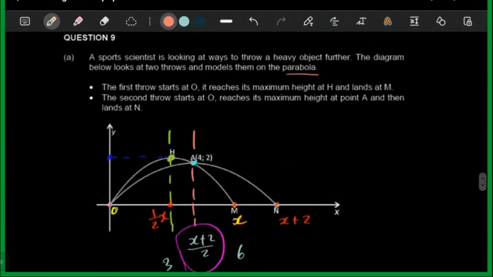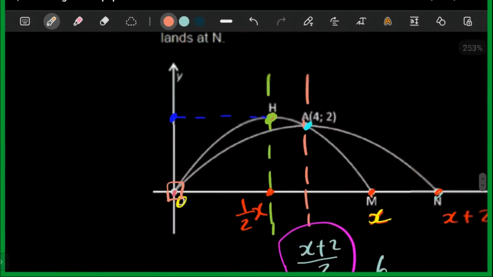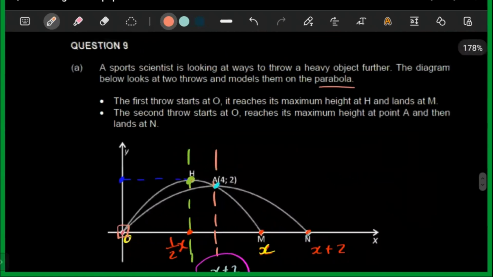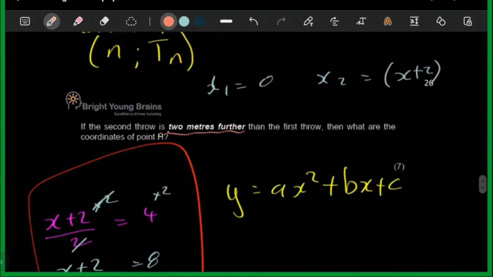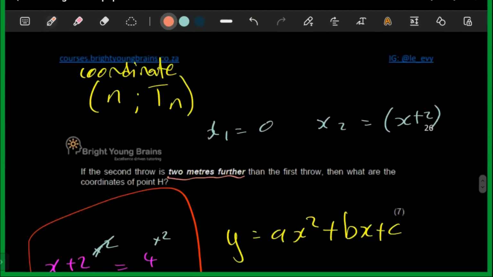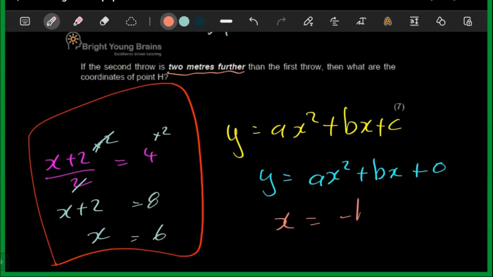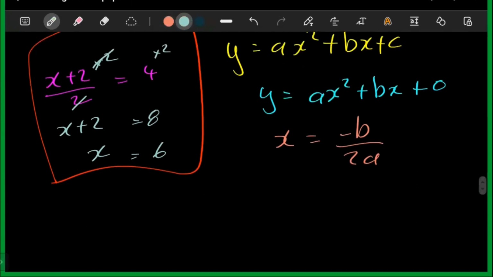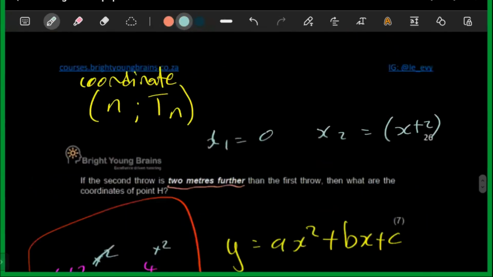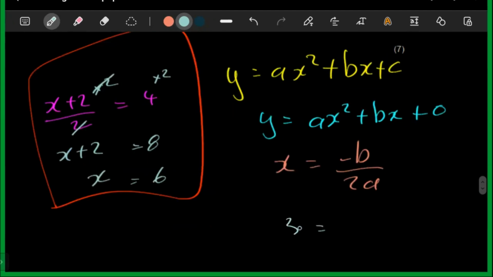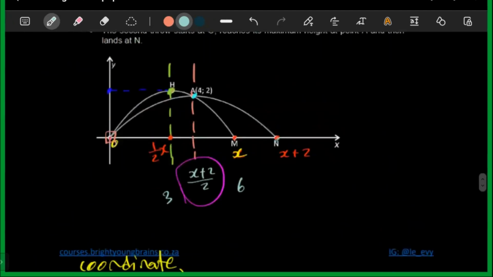Fortunately, c we already have. It's 0. Remember, the main question is asking us to get the coordinates of h, which is the turning point. So if the y-intercept is 0, so far you have y is equal to ax squared plus bx plus 0. Fortunately, you just need a and b, two variables. Now, the x value of h is equal to minus b over 2a. What you already know about the x value of h is that it's half of x, which is just a 3, as we have already seen here.